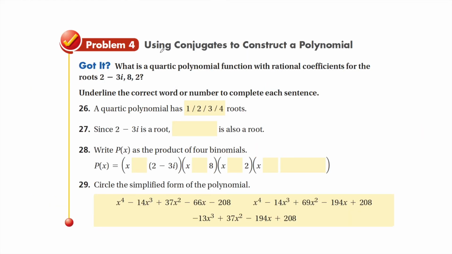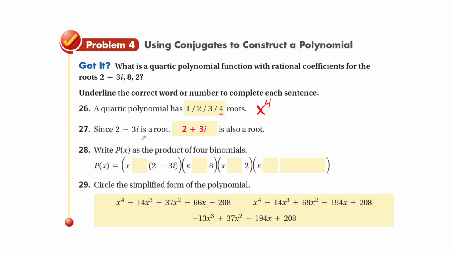Problem 4. Using conjugates to construct a polynomial. What is a quartic polynomial function with rational coefficients for the roots 2 minus 3i, 8, and 2? Underline the correct word or number to complete each sentence. A quartic polynomial has 4 roots, because that's the x to the 4th power. Since 2 minus 3i is a root, 2 plus 3i is also going to be a root because of the conjugate root theorem.